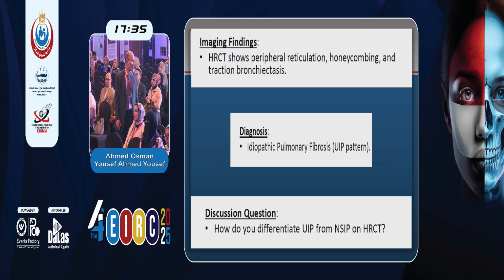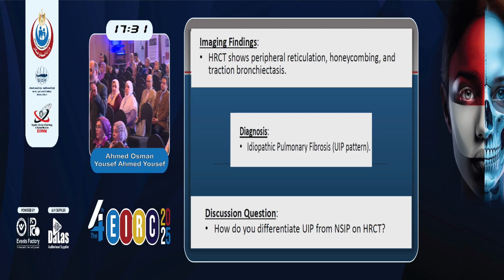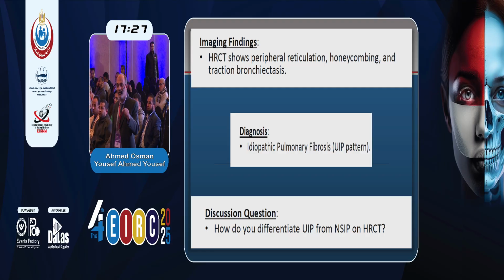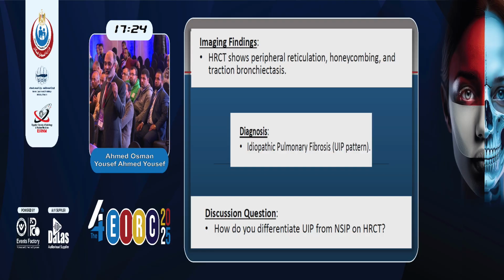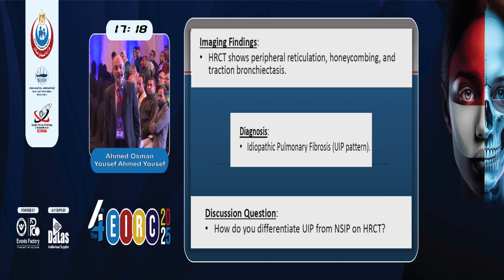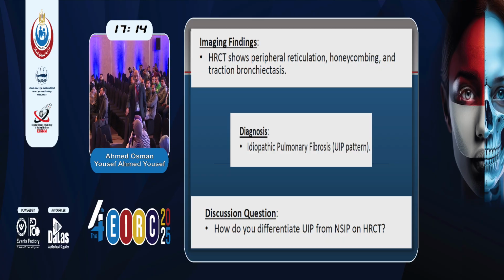NSIP is more central than subpleural? Yes, NSIP is more central. It's usually not subpleural, very bronchovascular. And there is an absence of fibrosis except in the fibrotic type. NSIP has a fibrotic type and a non-fibrotic type. The fibrosis is more common with UIP.